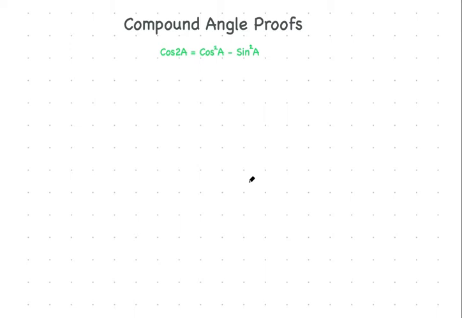So a frequently asked exam question is to show that cos2a could be written as cos squared a minus sine squared a. So the first part of this question really is to ask ourselves, is there any other way that we could write 2a, or twice an angle? And there is. Twice an angle is the same thing as having a plus a. So what we're really looking for is, is there a way to write cos of a plus a?